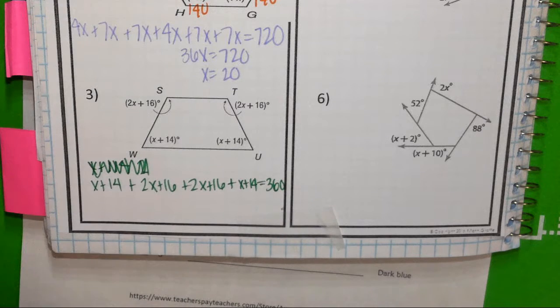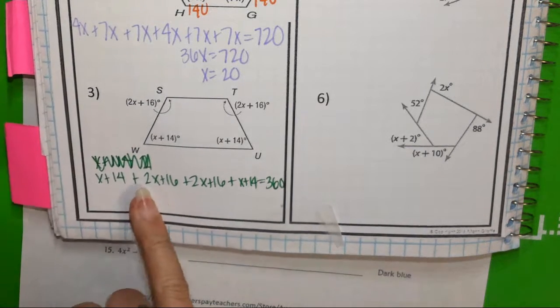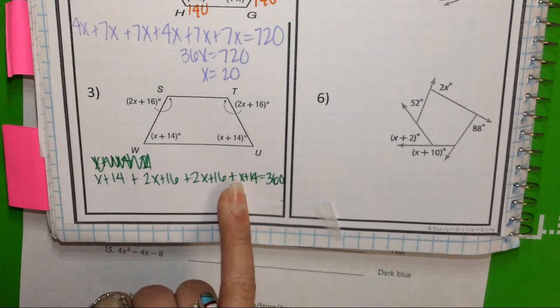Work it out without me. If you did your homework last night, then you get to relax for a minute. You just add them up. Add up your like terms. That's all we're doing. You shouldn't get a decimal. x plus 2x plus 2x plus x gives you 6x, right?